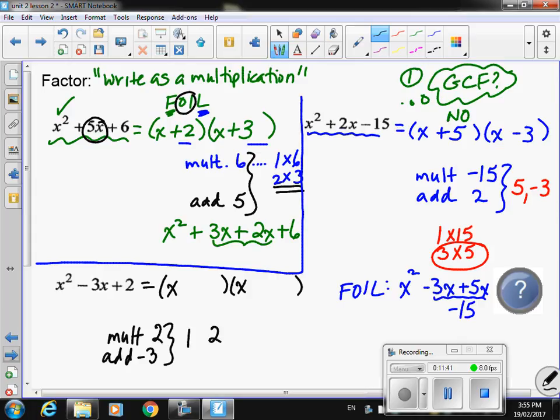And I know I want positive 2, so both of those would have to be positive, or both of them would have to be negative to end up with positive 2. If I want to add to negative 3, then my choice would be negative 1 and negative 2 factored.